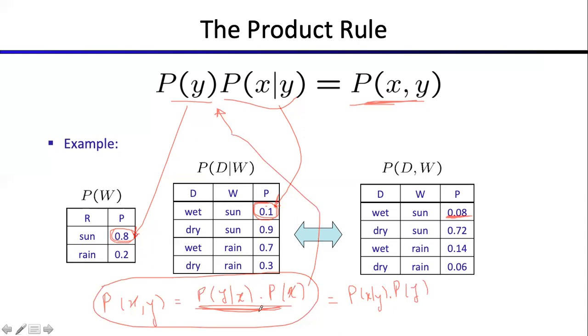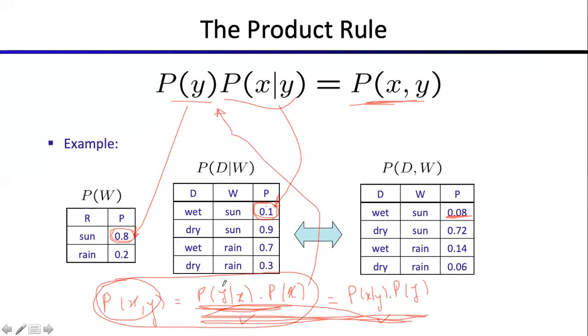So any of these two things can be done. Either you can do this or you can do this to find out the joint probabilities. Both of them are equal. Now this is quite important because this would be used for inferencing later on, especially when, let's say, we qualify y by something.